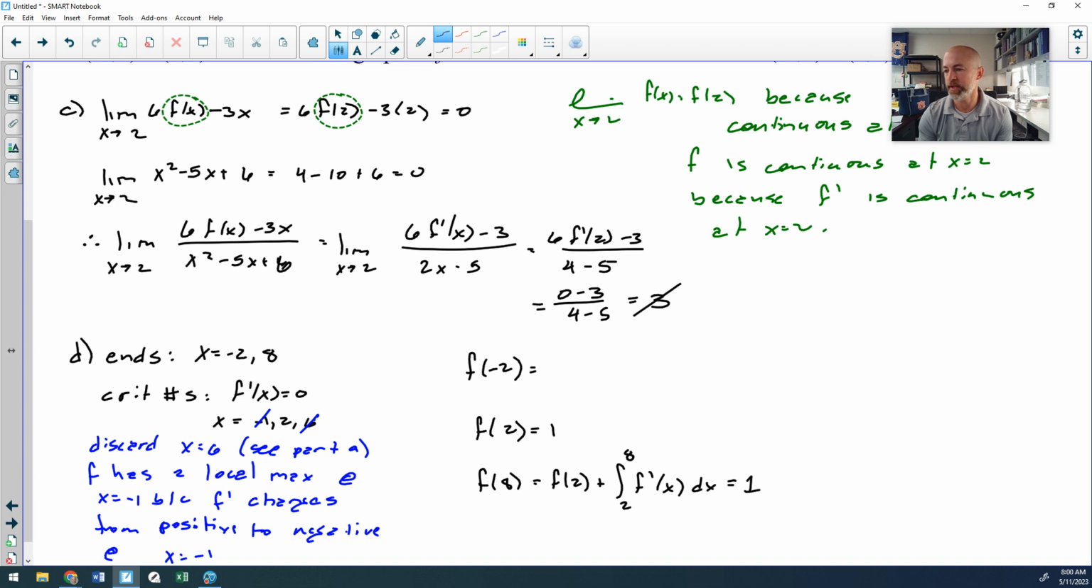I know f of 1 is 8. I'm sorry, f of 2 is 1. And then for the definite integral, I'm going from 2 to 8. And this is an interesting one. So I'm looking at 2 to 4. 2 to 4 is a triangle with base 2 and height 2, and I can see that that is an area of 2. For the rest of it, I'm going to do that big rectangle.